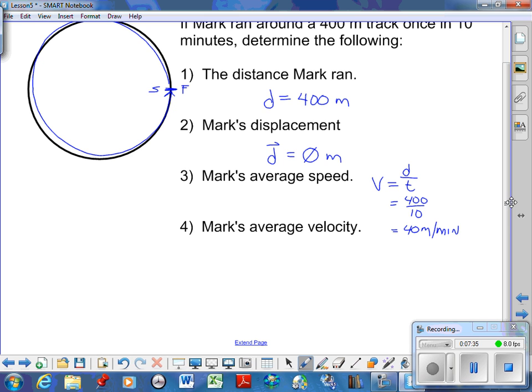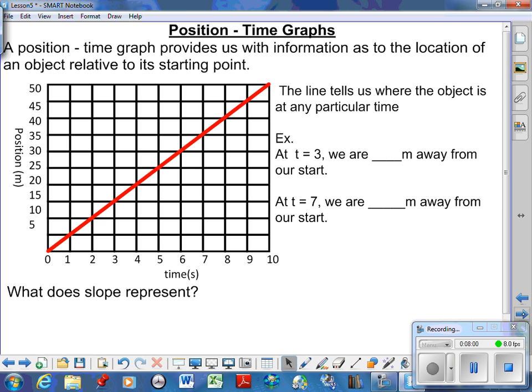And finally, his average velocity. His average velocity is his displacement divided by time. Sorry, just displacement divided by time. And his displacement was 0 over 10. So he traveled 0 meters per minute in terms of displacement. Okay? So a huge difference between the two. So it's very, very important that you keep those separated as you go through.